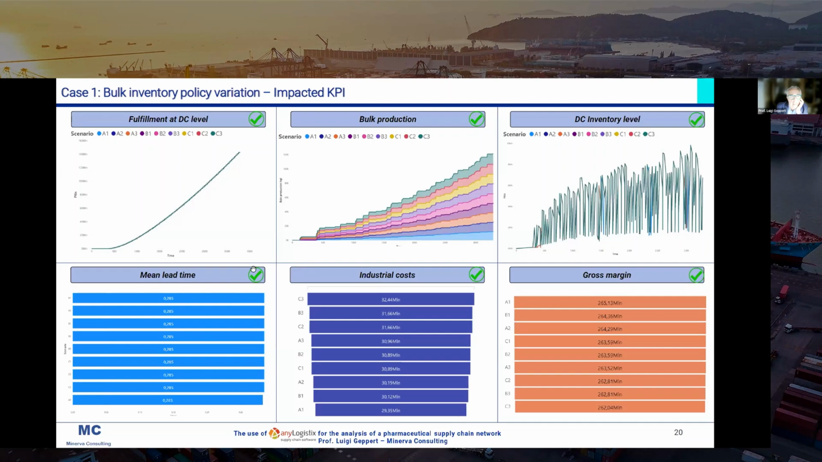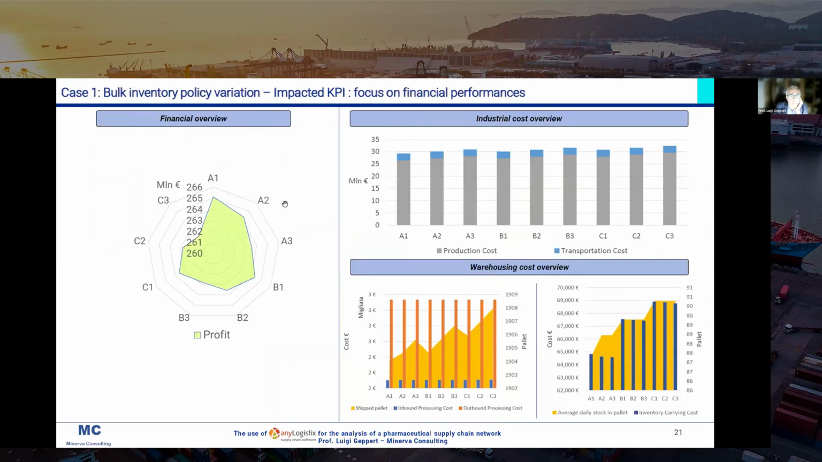So this is the simulation. This is what the simulation produced. I will show you also in anyLogistix, and you see that these experiments are evaluated in terms of fulfillment, production, inventory, mean lead time, industrial cost, and gross margin as well. So this is the financial overview. We proved it by taking into account the different scenarios that we name A1, A2, A3, and so on, up to C3. And you also see the inventory cost level.